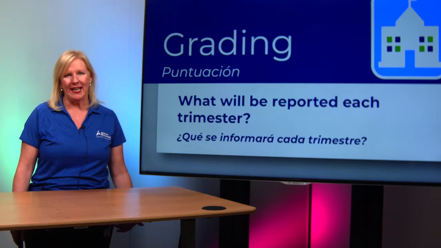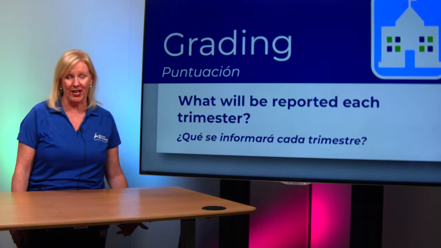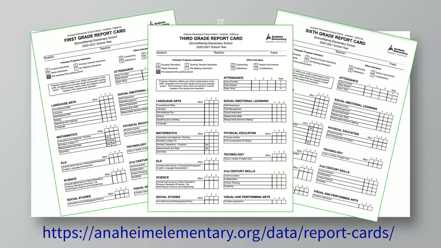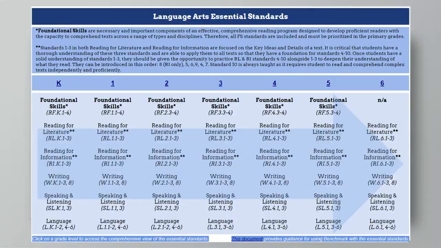So what about grading and report cards during distance learning? How is that going to be this year? You can find our report cards at anaheimelementary.org/data/report cards. We have them for all of our programs, English Language Mainstream, Dual Immersion, and they're available in English and in Spanish. There have really been no changes for this school year to the form of our report cards. No structural changes. They should look very similar to what they have in previous years.